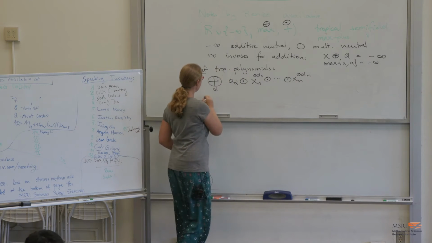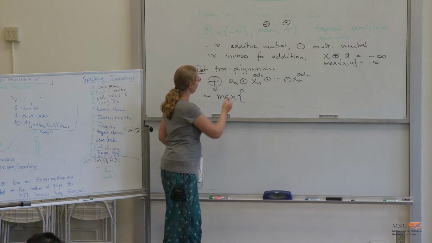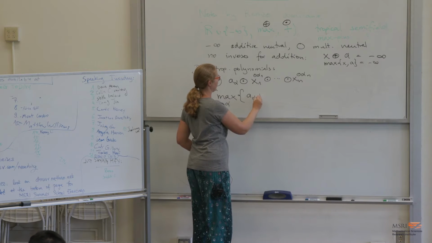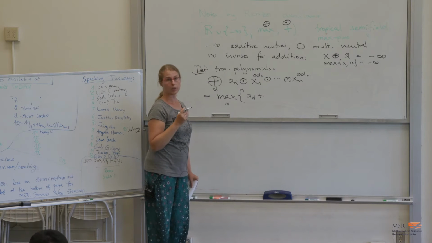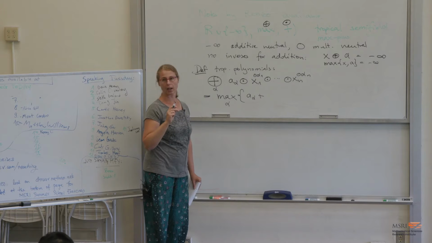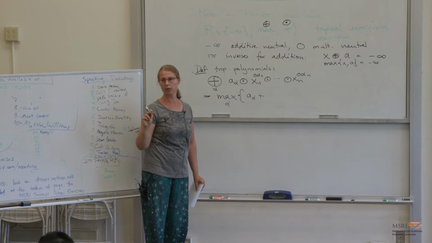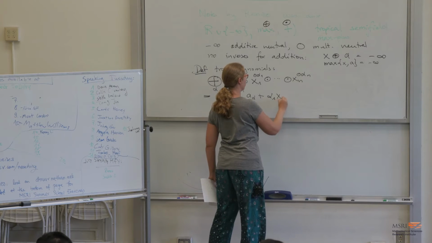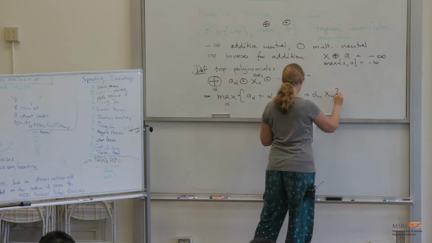So let's translate this. What do we really mean? This big sum here is going to become a big maximum, and then all these times are going to be pluses, so we have a alpha plus, and then this tropical power, we take x1 tropical times alpha 1 times, but that's x1 plus x1 plus x1, and so on, alpha 1 times, so that's nothing else but alpha 1 x1, and so on, up to alpha n xn.